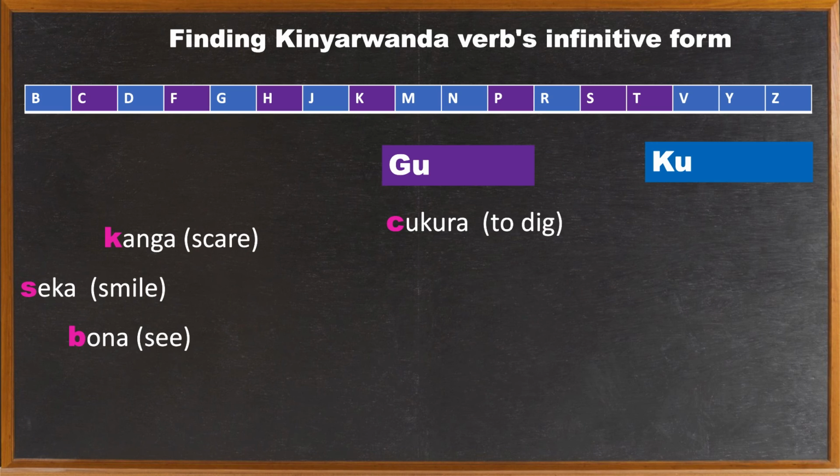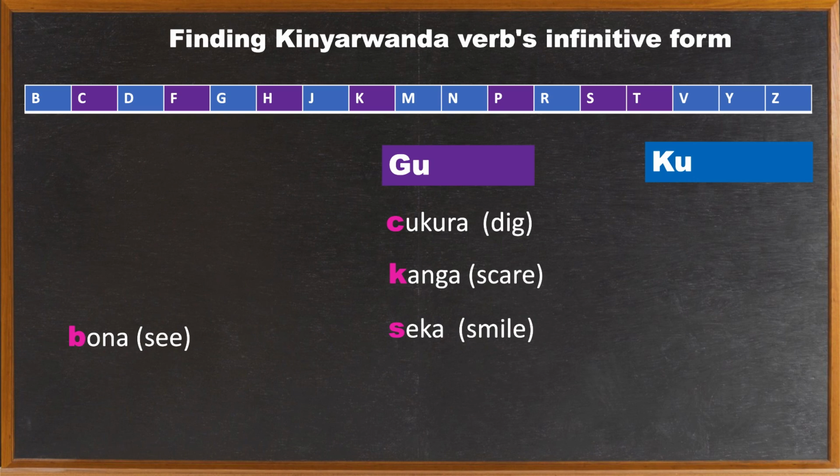And then kanga, that means scare. So the infinitive will be to scare. In Kinyarwanda, we will have K, it is in the representative letters. Okay, K, it is a gu verb, I'm sorry. And then we've got seka. What is S? S also, you see in magenta here, it is also a gu verb. So in infinitive form, it would be guseka. So we would have here the first verb, guchukura, gukanga, guseka. So these are all gu verbs.